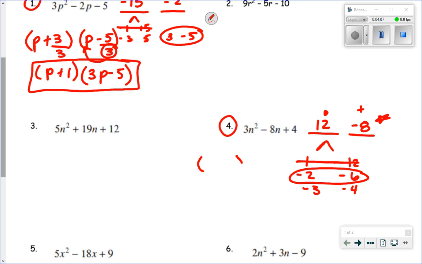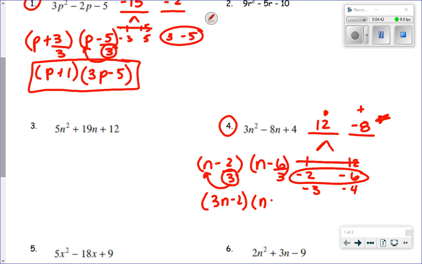Okay, now I need to draw my binomials. This time I have n's, and I need to fill in my numbers, minus 2, minus 6. Okay, biggest mistake is students stop here and they think this is their answer. But what haven't we done yet? We haven't divided. So I need to divide by a, which is 3. Okay, negative 2 over 3, the only thing that that does is turn into a decimal, which we do not want. So I need to take this number and put it out front. And then negative 6 over 3, that reduces to negative 2. So this would be my final answer, 3n minus 2, n minus 2.